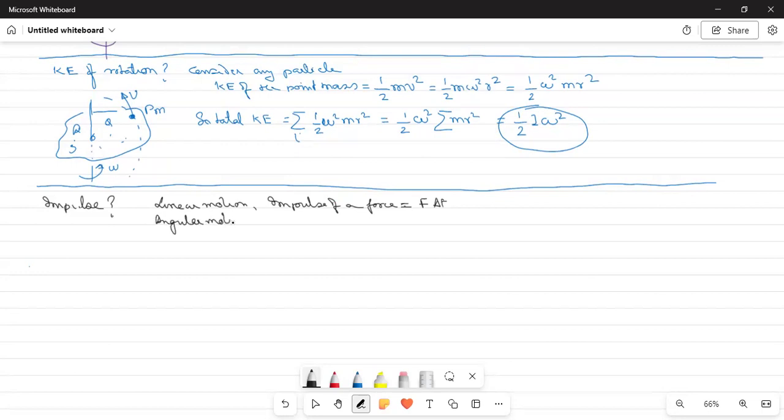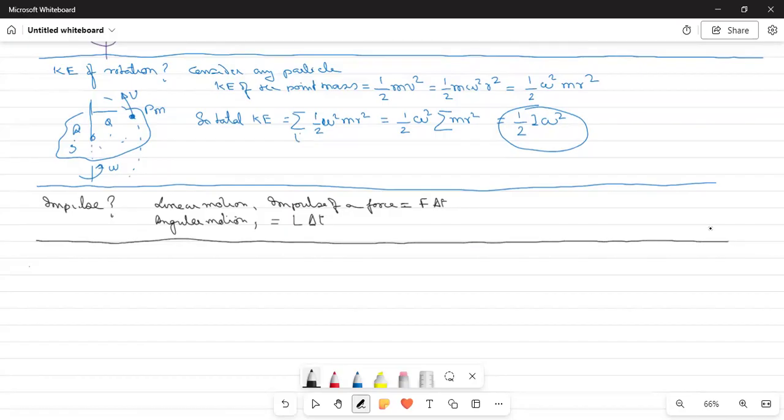And in angular motion, angular impulse is given by the angular momentum L multiplied by del t. Once again, you use the analogy, because we have seen that force in linear motion is analogous to momentum in angular motion, right? This is also done.